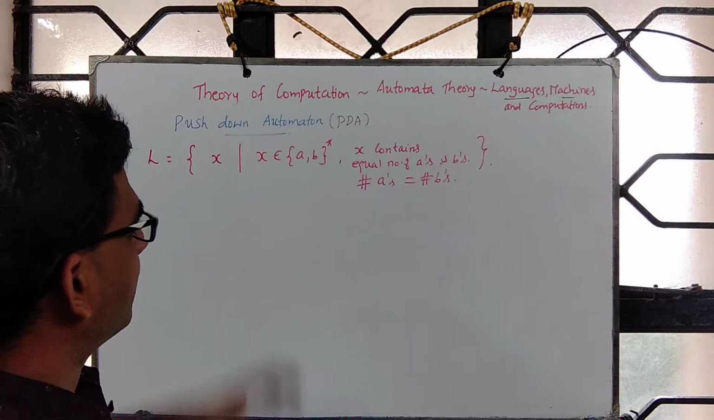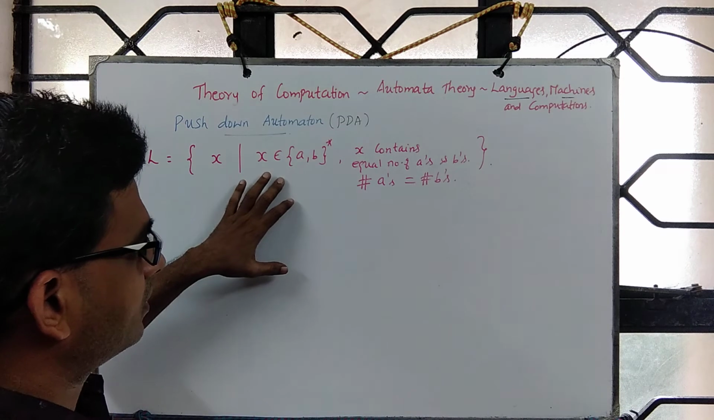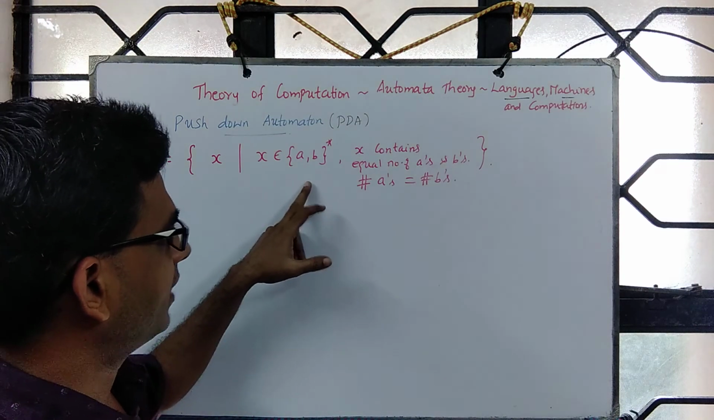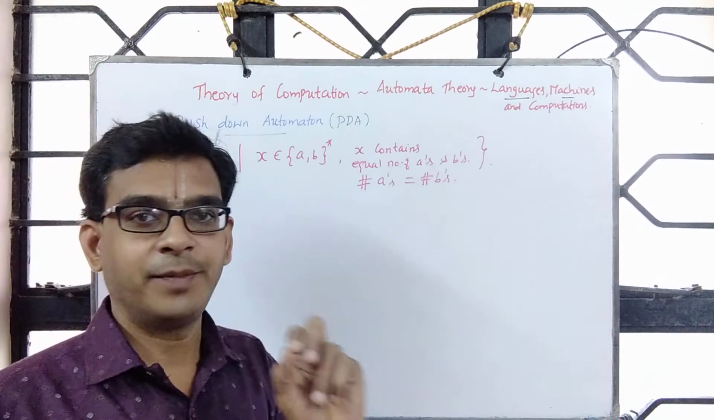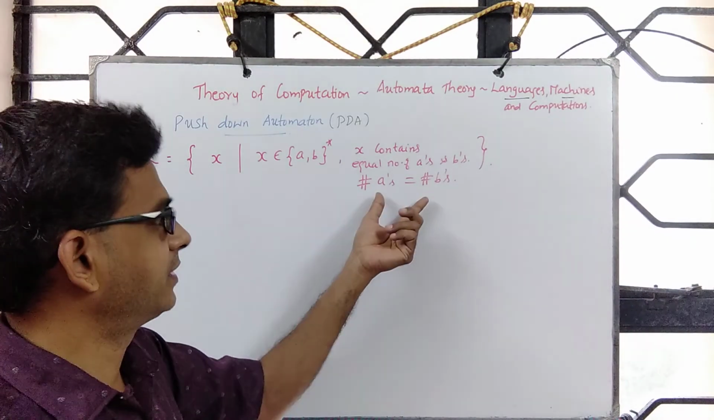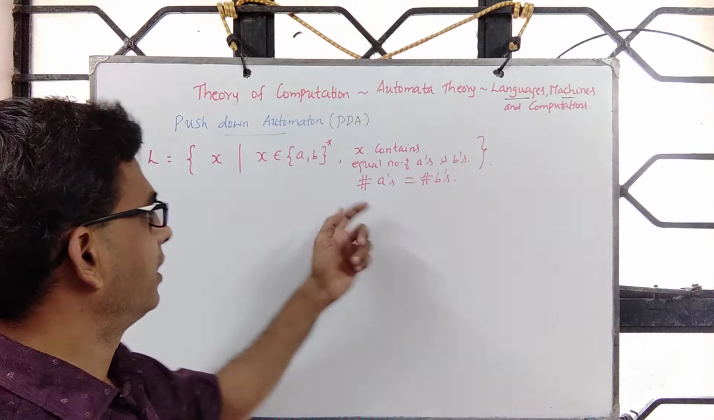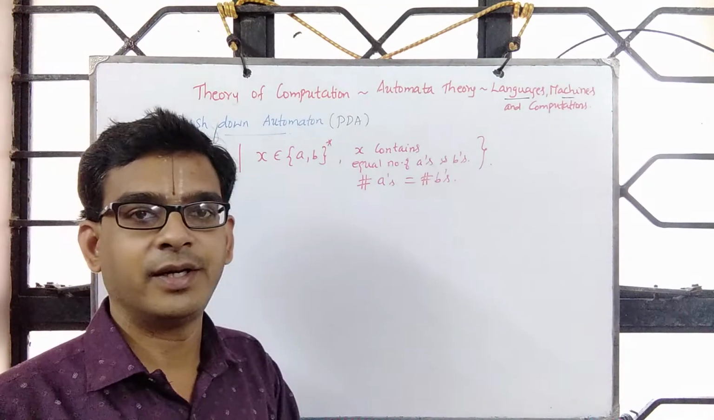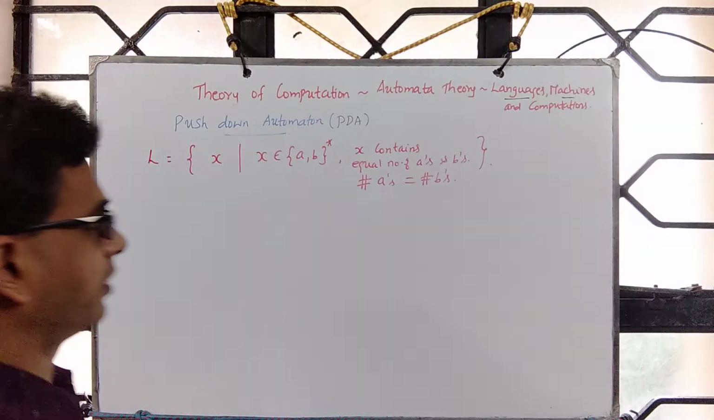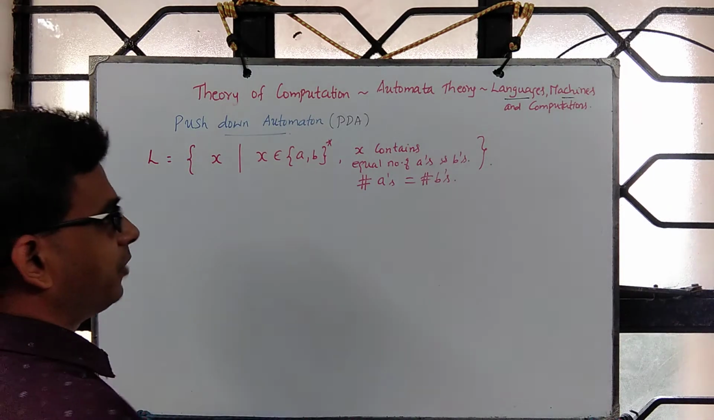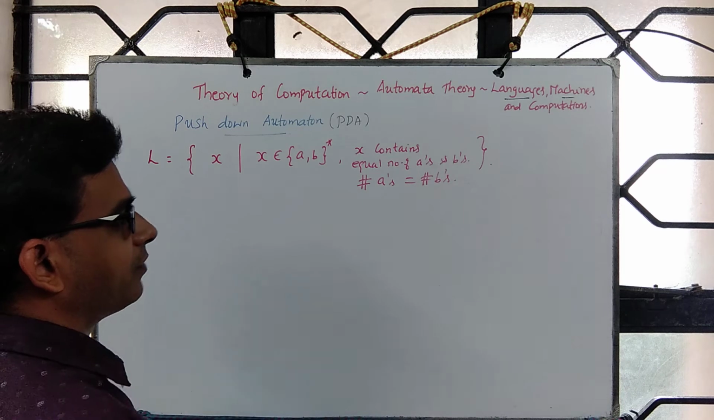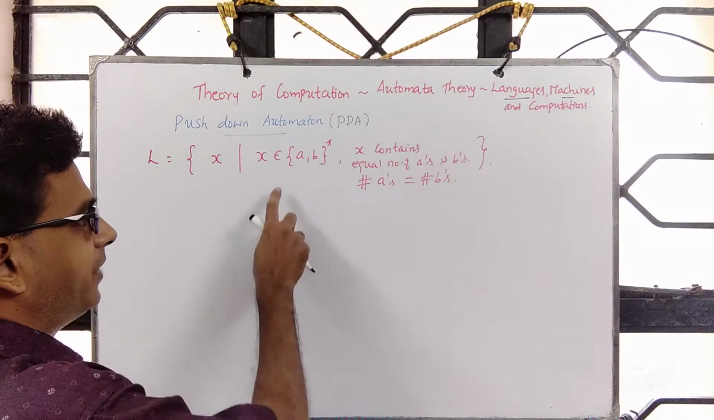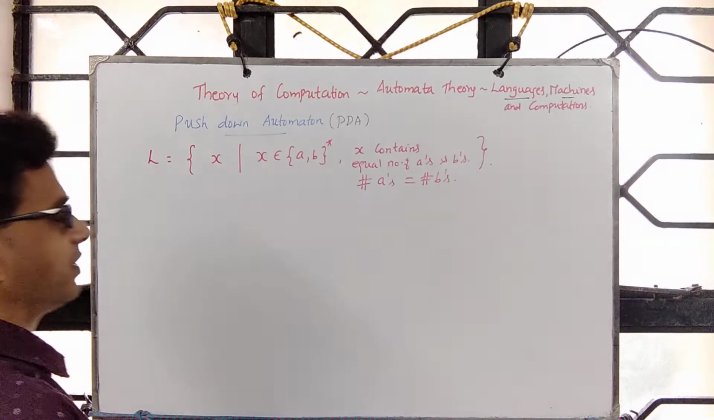We know that this one is not regular because a^n b^n is a special case of this language. a^n b^n has an equal number of a's and b's, which is non-regular. Therefore, this language, which is a superset of a^n b^n, is also non-regular. Now let's see whether the additional feature, which is the stack or push-down store, helps us in building an automaton for this.